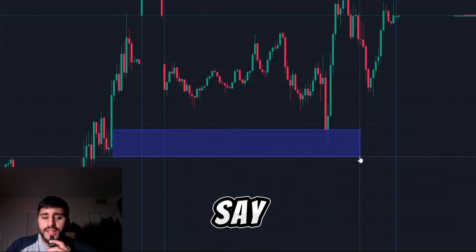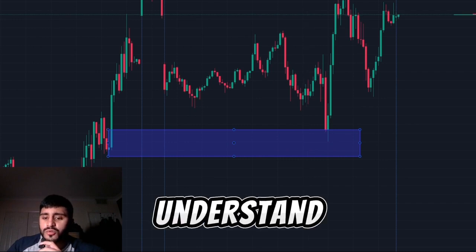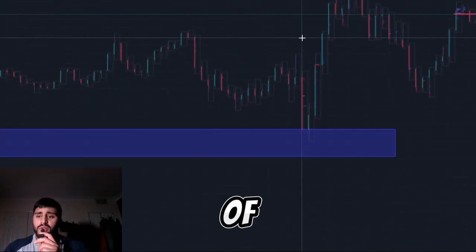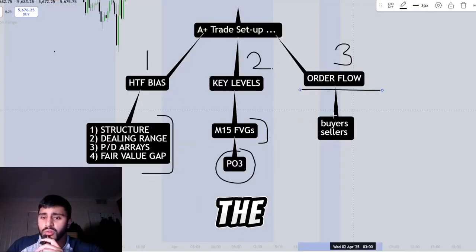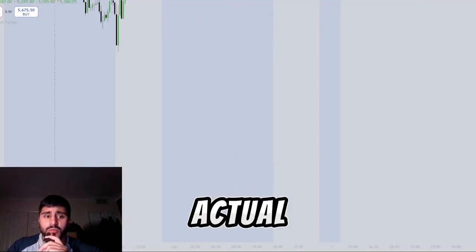So we can draw, let's say, a key level like this. This is a 15-minute fair value gap. And what you need to understand is you're reading the same data, but you actually get to read the buyers and sellers inside of every candle. So you need to be using the order flow if you want to trade correctly. Now, with that being said, let's get into the actual meat of the video.